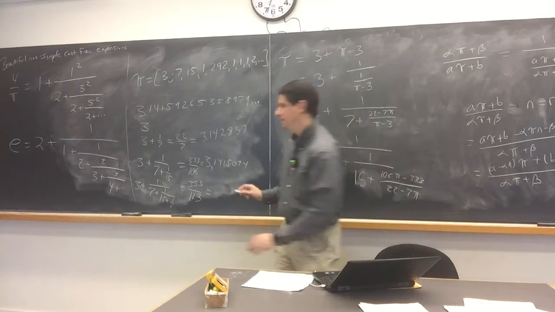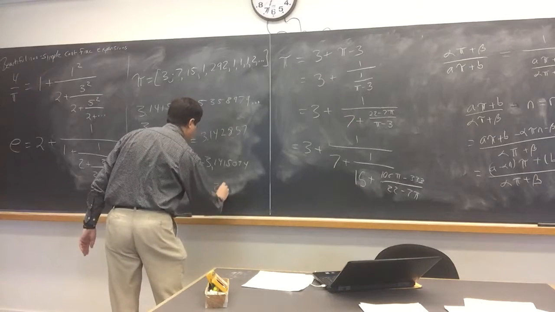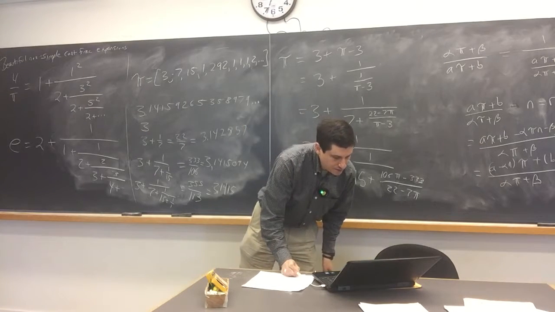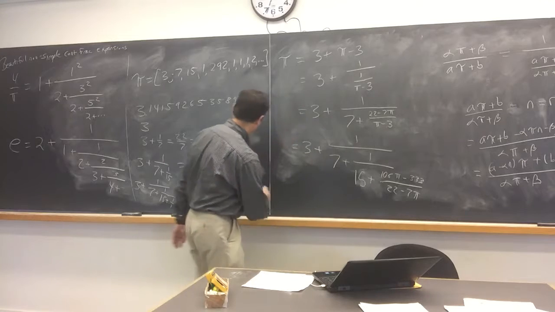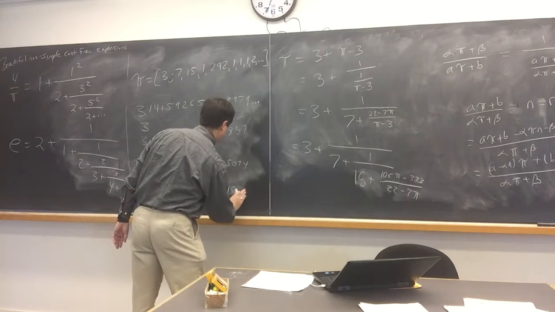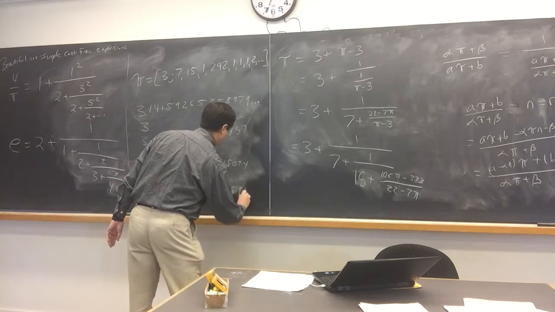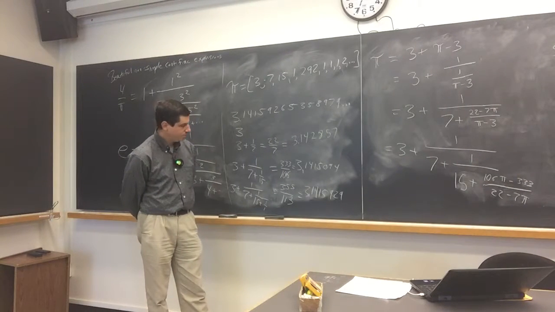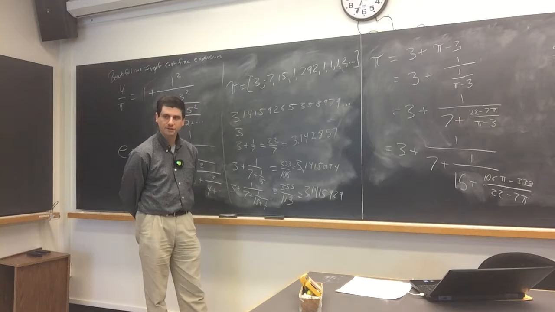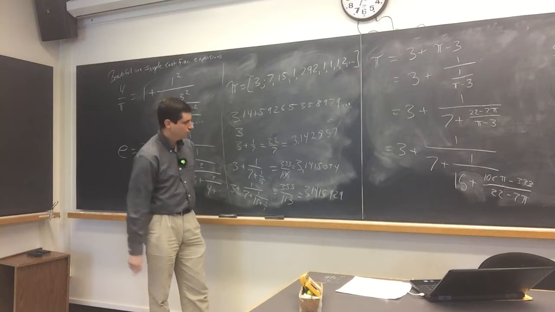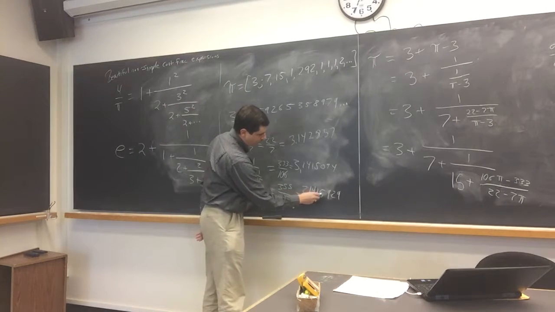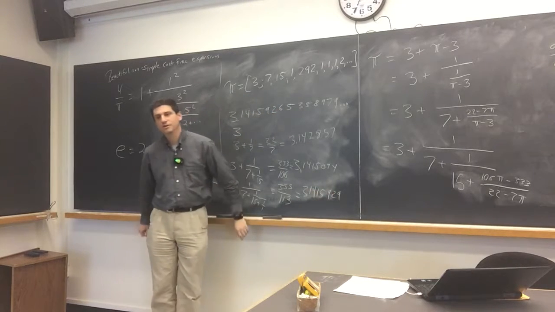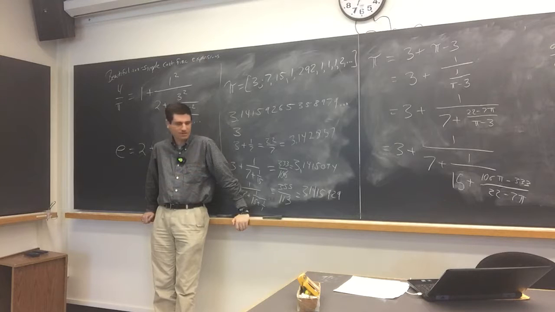Okay. So this is 3.1415929. That's pretty good. So we've got 1, 2, 3, 4, 5, 6, and then instead of a 6 we have a 9. So we've got 6 decimal digits correct.